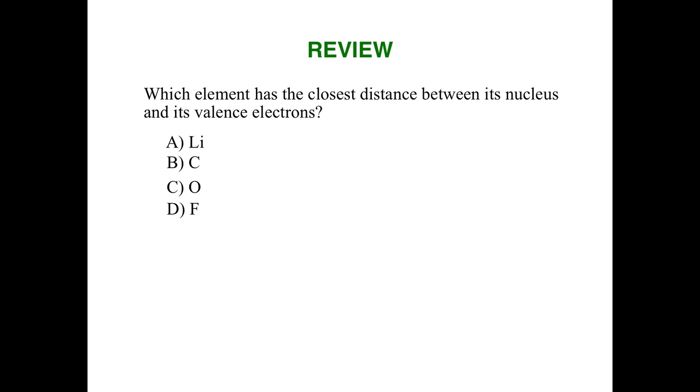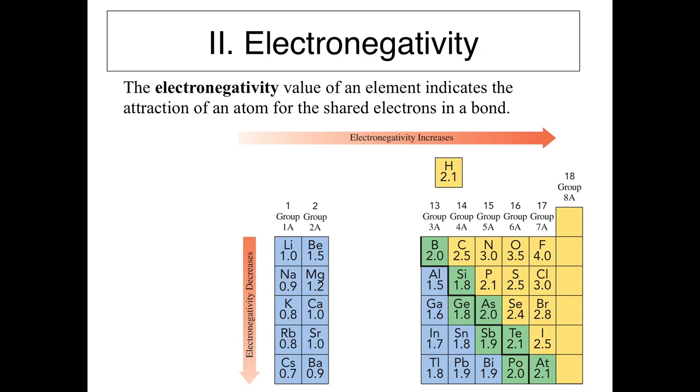Before we go on to the next topic, let's have a review. Which element has the closest distance between its nucleus and its valence electrons? Another way of asking this is, which is the smallest element? So good if you said the smallest element was fluorine, because it is most to the right and most to the top, therefore it is the smallest element. Now, knowing the size of the element will help you tremendously in thinking about electronegativity, because they are very related. And electronegativity can be defined as the ability to attract shared electrons to itself.